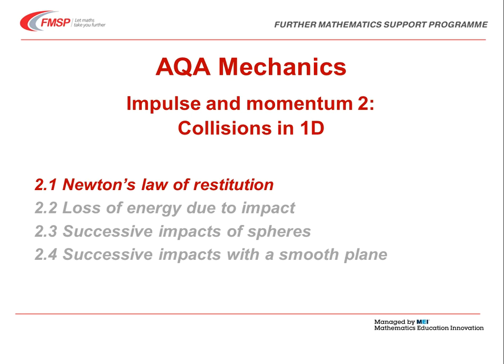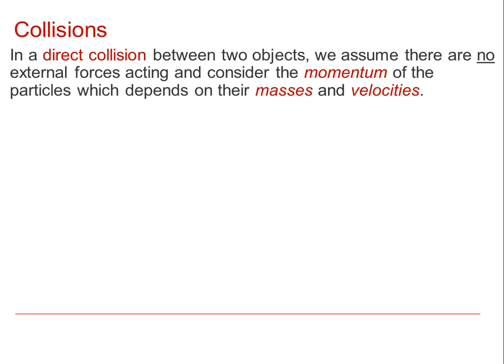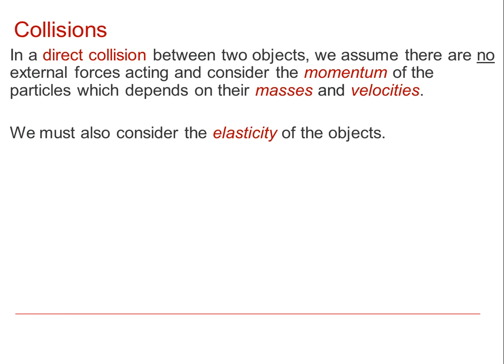This is a video for AQA Mechanics, Impulse Momentum section 2.1, where we're considering Newton's law of restitution. We've seen already that in collisions between two objects, where we assume there are no external forces acting, we look at the momentum, which depends on mass and velocity. But there's another quantity that we need to consider, and that really depends on the actual materials that are colliding with each other, and we consider what's called the elasticity.